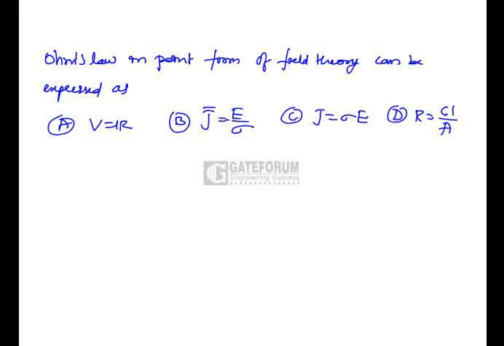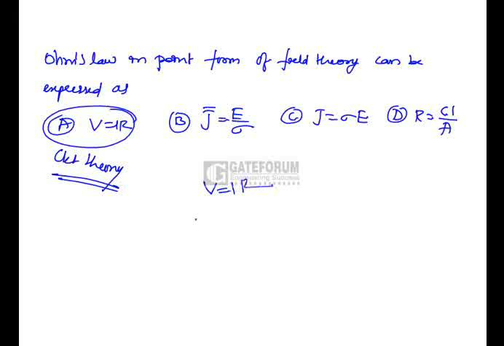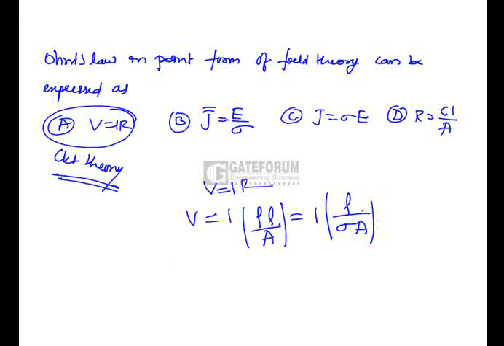Ohm's law in point form of field theory. In circuit theory, V is equal to IR, but what we have to find here is Ohm's law in point form. We know that V is equal to IR, so V is equal to I into resistance, which is rho L by A, or we can write it as I into L by sigma times A, where rho is called resistivity and sigma is called conductivity. So 1 by rho is equal to conductivity; the inverse of resistivity is conductivity.